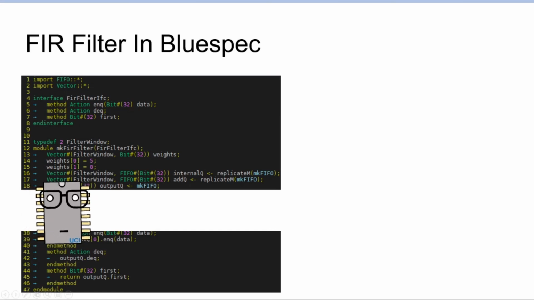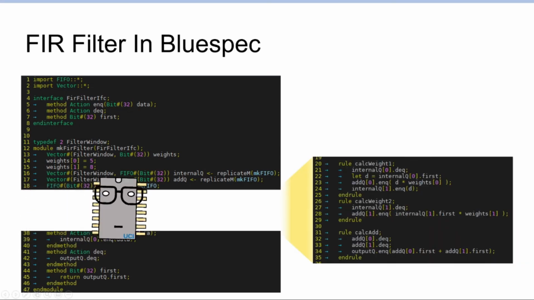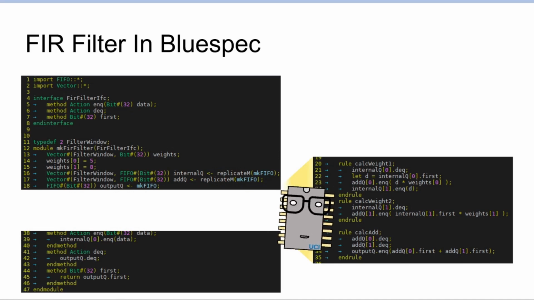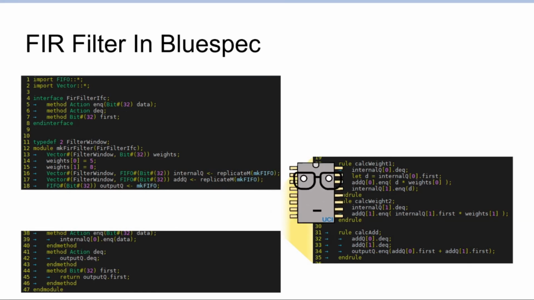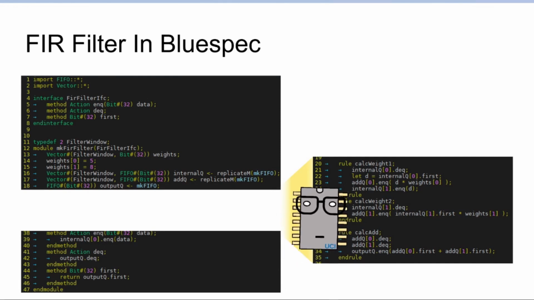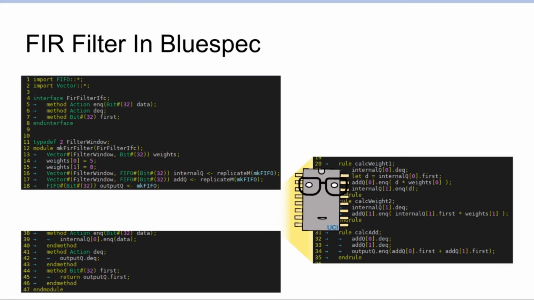And even the actual computation is fairly simple, because we only have a window of 2 slots. We can have 2 rules for calculating the weights. For the first slot, we get the first value from the internal queue, multiply it, and then push it into the next internal queue. And for the next slot, we simply take the internal queue 1's value, multiply it to the weight, and push it into the add Q1. In the previous rule, we pushed into the add Q0.